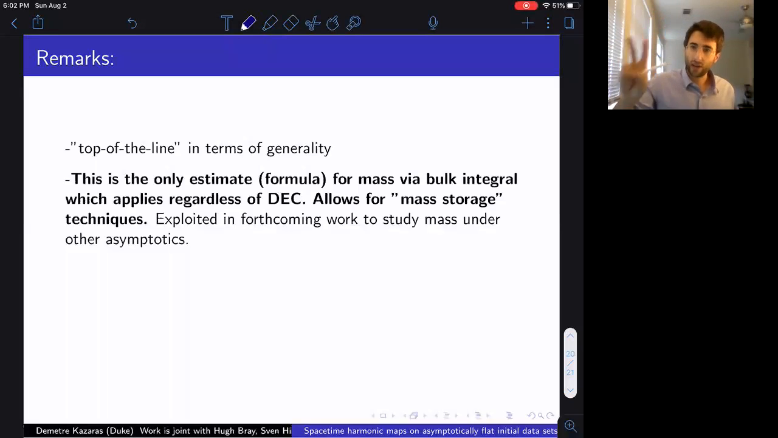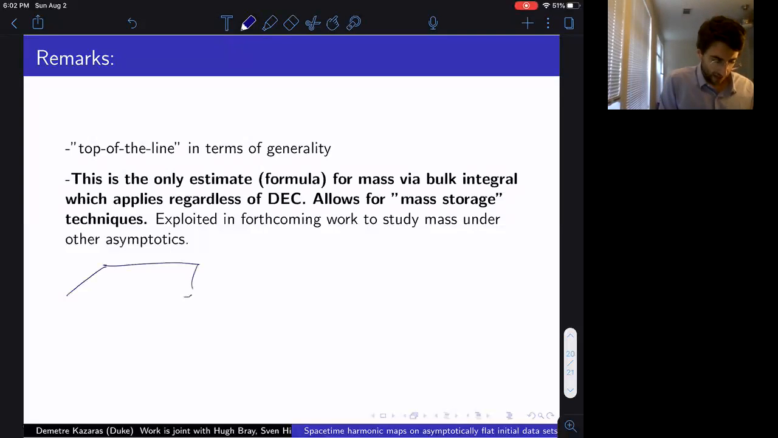So these two properties of our formula allow you to do some very interesting things, which I call something like a mass storage technique. This is part of a work in progress, but here's the rough idea of what I'm saying. Why is it a good thing to both have something that applies regardless of the dominant energy condition and also gives you a formula for mass? So here's just a toy model example. Suppose you have some asymptotically flat manifold M, G, K.